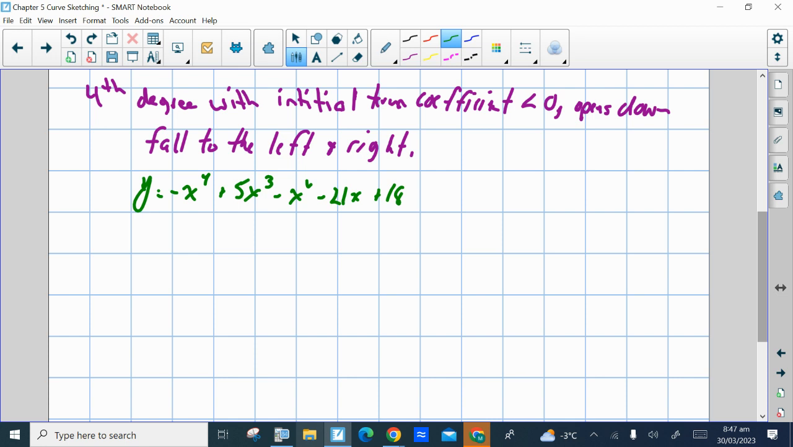So the factored form is helpful to find the x-intercepts. Normally that's why we factor, so we can find those x-intercepts. But to find our intervals of increase and decrease, our max and mins, we need to differentiate, so it's much easier to have the expanded form. Okay, so dy by dx will be negative 4x cubed plus 15x squared minus 2x minus 21, and the critical numbers come where that equals 0.